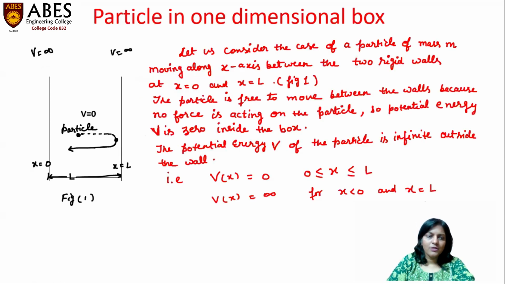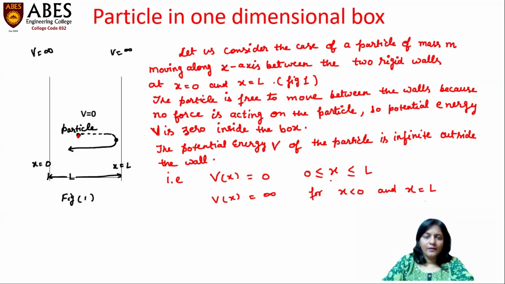This is the one-dimensional box of length L. Let us consider a particle of mass m, which is moving along the x-axis between two rigid walls at x equal to 0 and at x equal to L. The particle is free to move between the walls because no force is acting on it. So the potential energy V is 0 inside the box, but the potential energy is infinity at the walls and outside the walls.